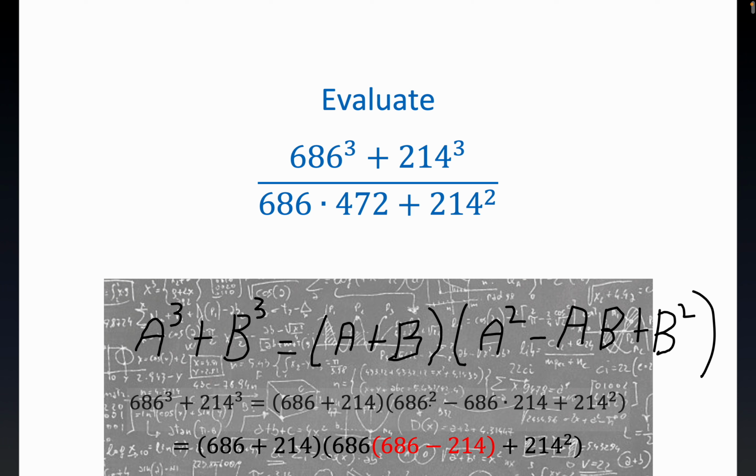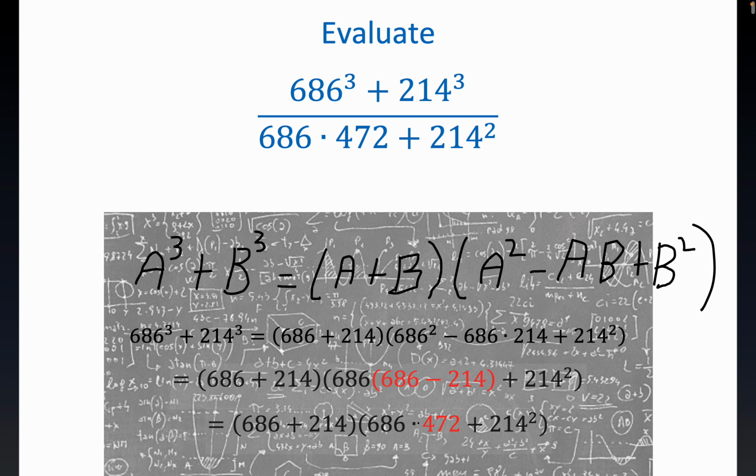We have 686 squared minus 686. We can take out one copy of 686. Okay, then I've kept everything in red so you can tell 686 minus 214 is the hardest calculation you had to do, and that's an easy one to do in your head, right? Again, this is the most demanding calculation, and it's just a 3-digit subtraction. So again, much more preferable to trying to do this by hand.